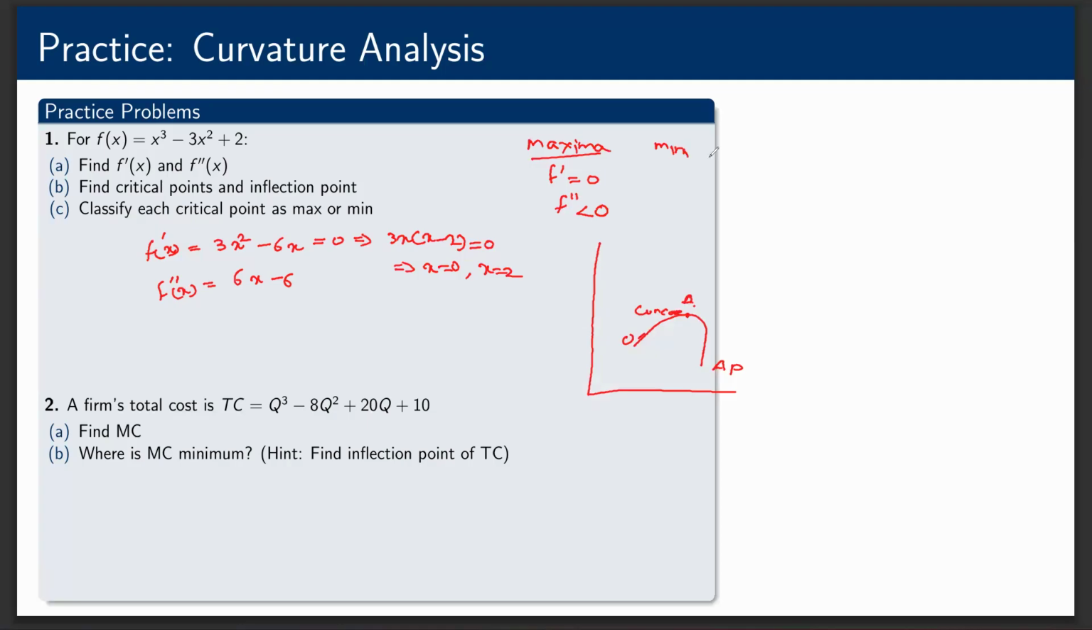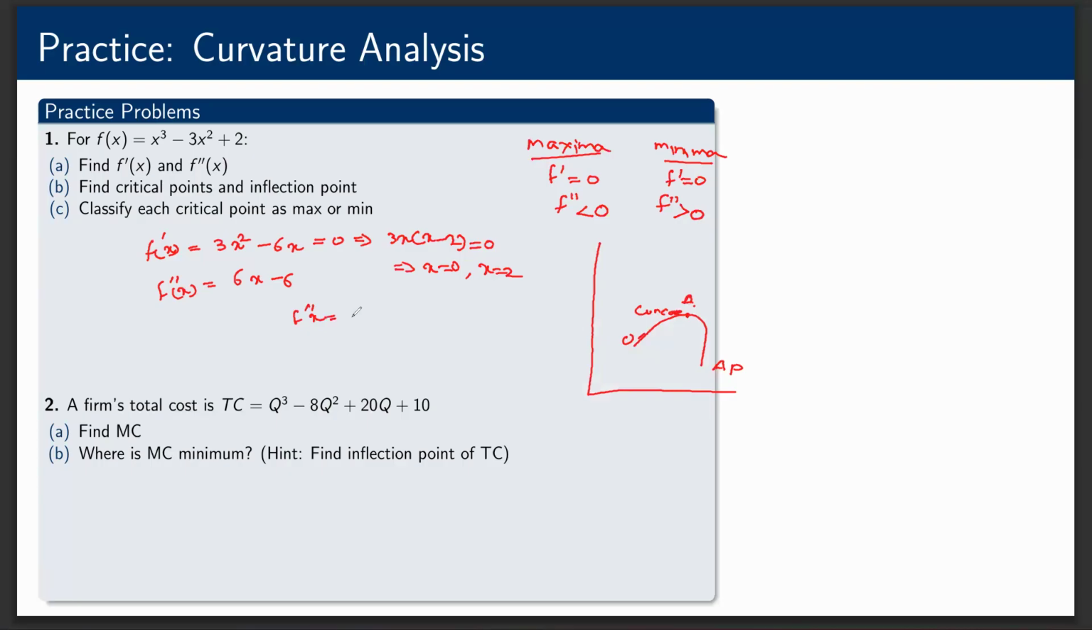Plus minima. Minima. First order derivative equal to 0. Find out the value of x. Then find out the second order derivative. At that value of x, if second order derivative is greater than 0, that means x will be at minimum. So apply this rule.